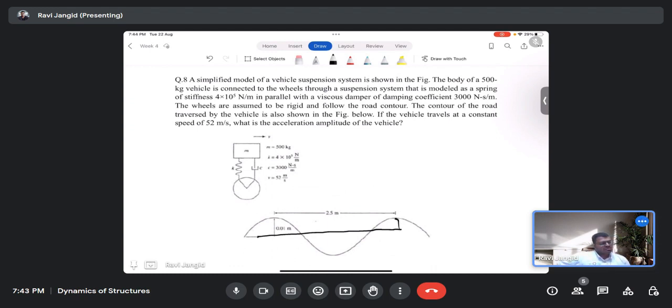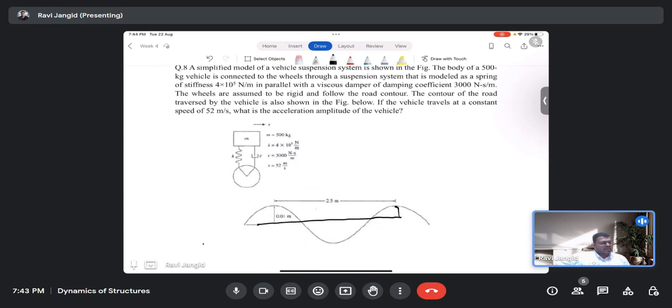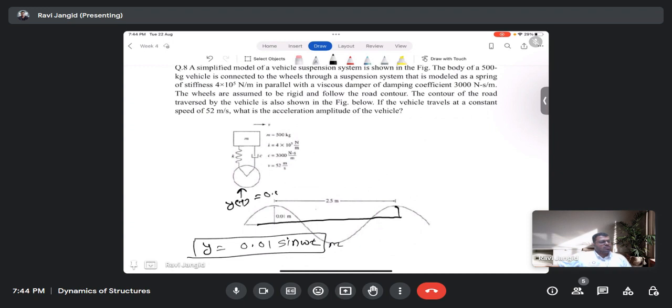The function y is given to you as 0.01 sine omega t. You can consider anything for y_0, whatever you want, in meters. So this is the excitation we are giving, y(t) is 0.01 sine omega t. So how much acceleration this vehicle will feel, we need to determine.